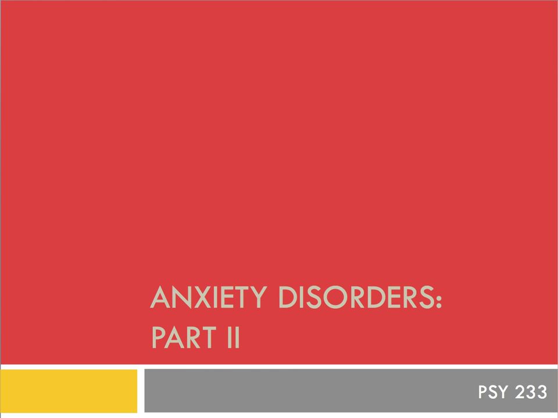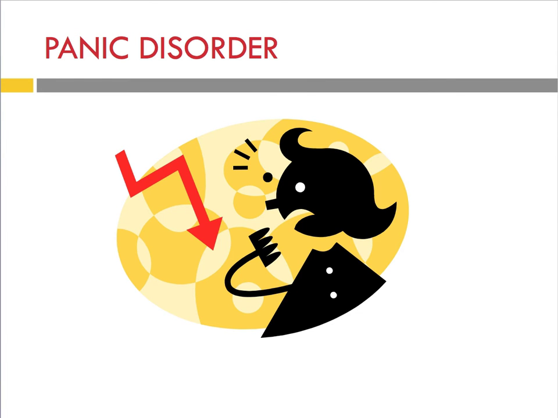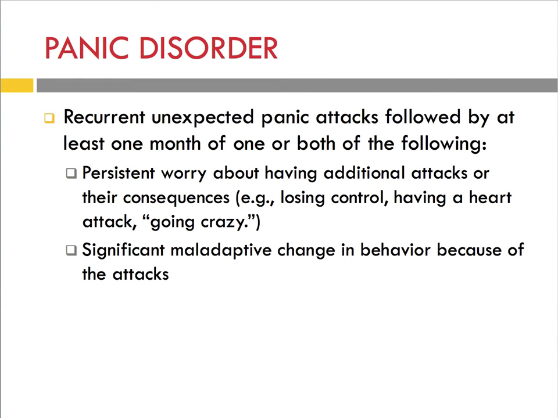In part 2 of the online videos about anxiety disorders, we're going to cover panic disorder. Now, the diagnostic criteria for panic disorder describe it as recurrent, unexpected panic attacks, followed by at least 1 month of persistent worry about having additional attacks or their consequences, and/or significant maladaptive changes in behavior because of the attacks. This definition obviously brings up the question of what is a panic attack.